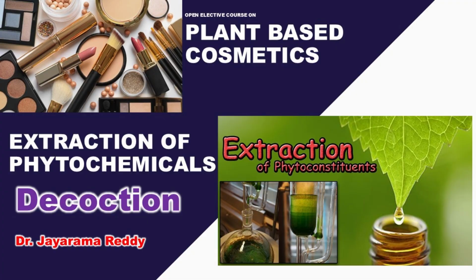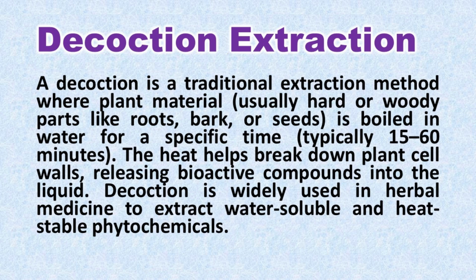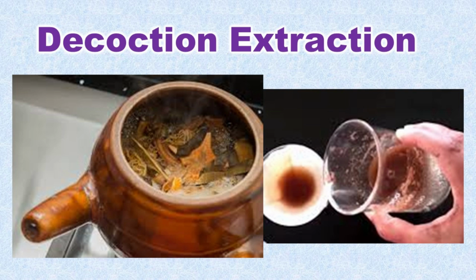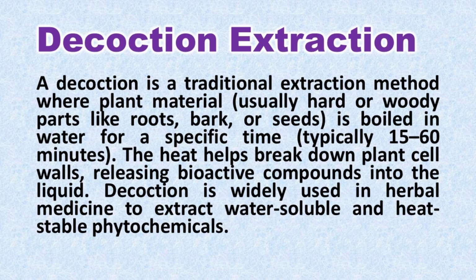The second technique is called decoction technique. It is also similar to maceration. The only thing is here we are taking the plant material and boil it in the water. So we are boiling the plant material in the water or any other solvent. So this is used only if the plant material contains the phytochemicals which are heat stable. So heat sensitive plant material cannot be used for the extraction in case of decoction technique. Only heat stable compounds can be extracted in the decoction technique.